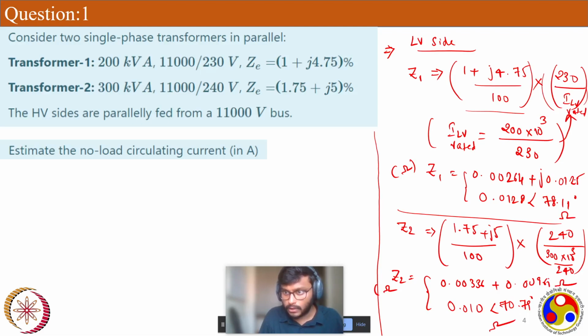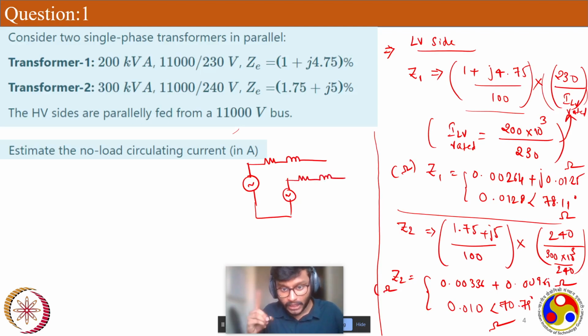So that's the whole purpose why we are doing this. We have to convert that percentage into ohms. Now we have both impedances on the secondary side, the LV side, of my two parallel transformers. Now I have my impedances. Now I have my voltages. It's a very simple thing. Since they already said that it's a no load condition, let me just draw a simple circuit. It will be much easier to visualize what exactly we are trying to calculate.